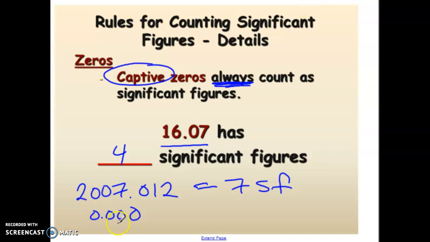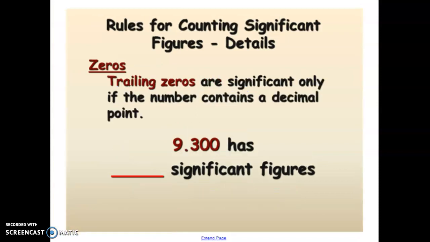So let's say we had 0.000501. These zeros in front that are leading zeros do not count, which is a rule we learned just before this one. But this zero that's in between the 5 and the 1 would. So this would be 3 significant figures, just the 5, 0, and the 1.